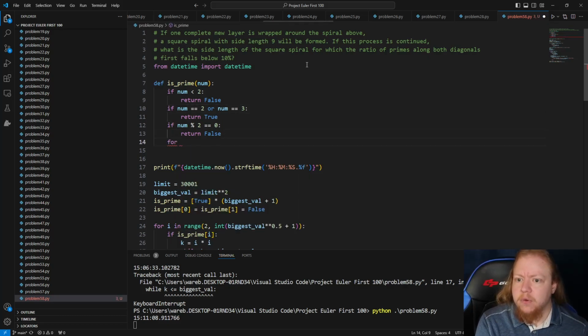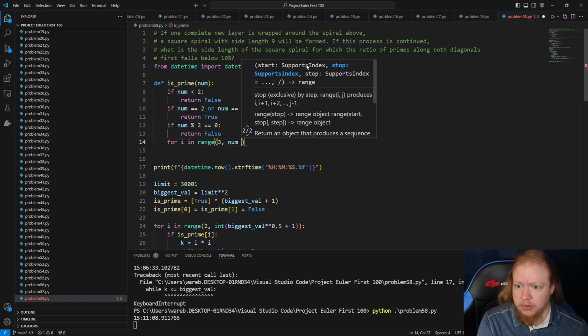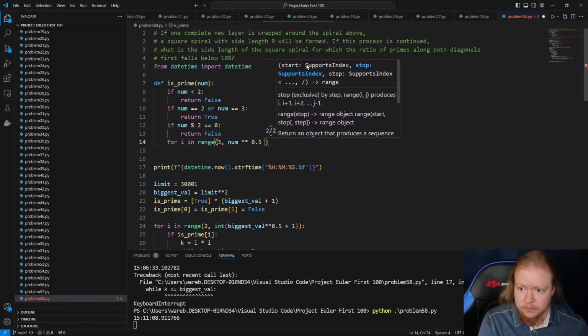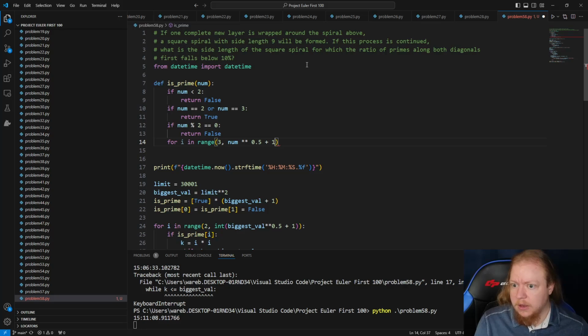And then for i in range, we're gonna start with 3. We're gonna go up to the square root of num plus 1. And we are going to increase by 2. So what this will do is, for the number 5, it would start with 3, and then go up to 5, or actually for the number 5, it wouldn't even go into this loop.